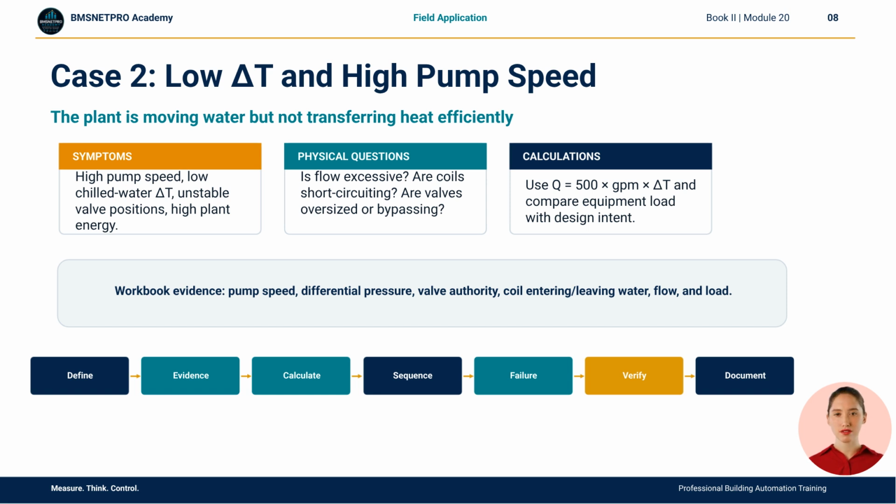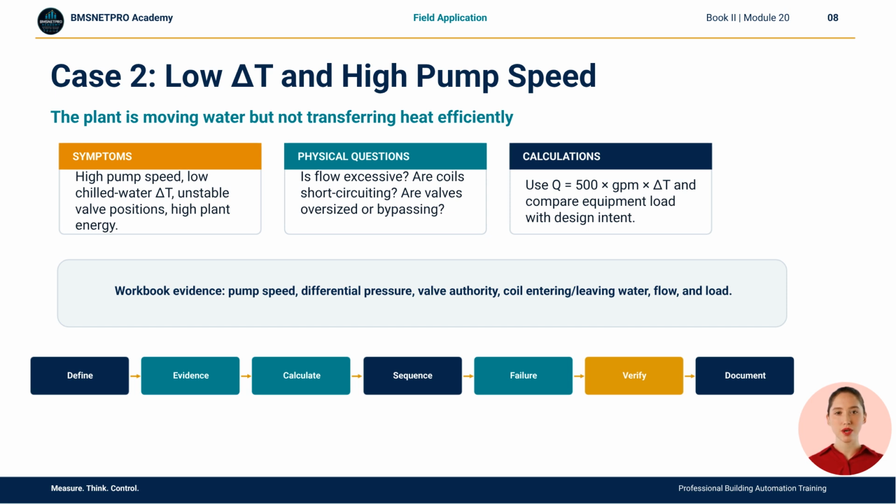Case 2 is a hydronic problem. The pump is running hard, but the plant is not transferring heat efficiently. The most visible symptom may be low delta T, but that is not a root cause by itself. We need to ask physical questions. Is the system moving too much water through too many coils? Are three-way valves bypassing? Are control valves oversized? Is the differential pressure sensor in the wrong place? Are coils loaded lightly because airside conditions are wrong?